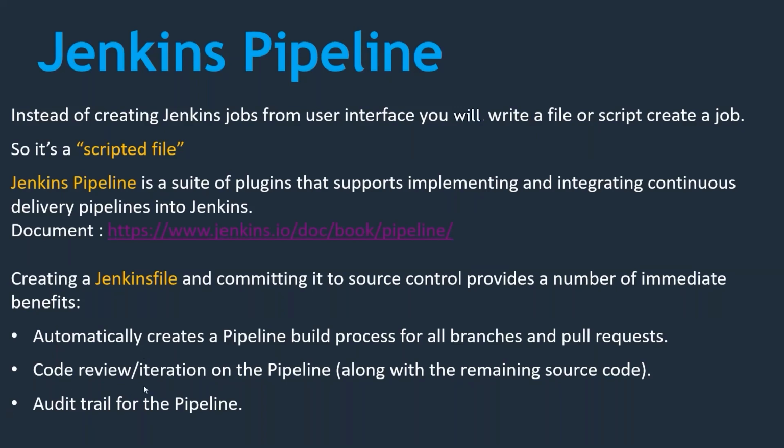Next, code review and iteration on the pipeline. You can review who has made what changes on your Jenkins pipeline also. Maybe today you are giving the Maven goals as clean and install or clean and package, and tomorrow you have changed it to clean and deploy. Why did you change it to clean and deploy? Who has changed it? What is the purpose? You can understand that. And the audit trail for the pipeline, yes, you can check it out. Who has made those changes, and all the previous versions will also be available. So these are the advantages of using the Jenkins pipeline or scripted Jenkins pipeline.